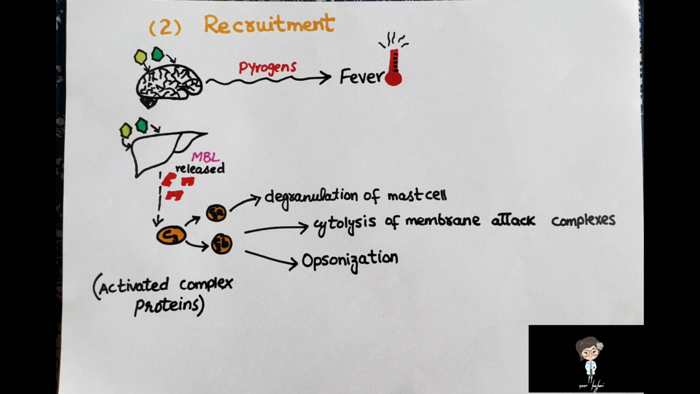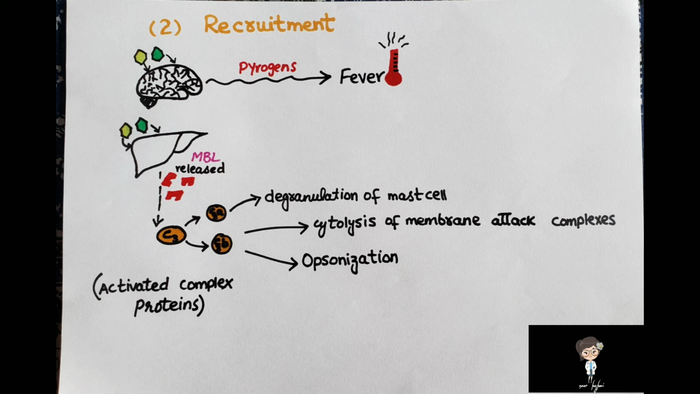It is important to note that TNF alpha and IL-1 can also travel to the brain where they act as pyrogens and induce fever. TNF alpha and IL-1 can also move to the liver and stimulate it to produce acute phase reactants, especially MBL, which helps to produce complement proteins called C3, in C3a and C3b form, which then undergo opsonization and lysis by membrane attack complexes.